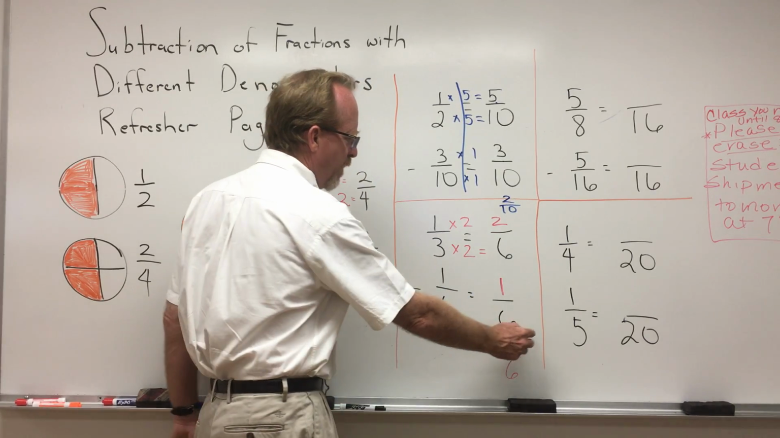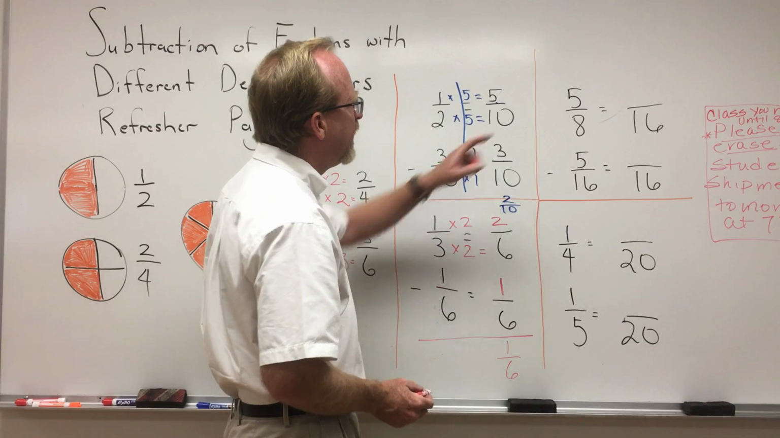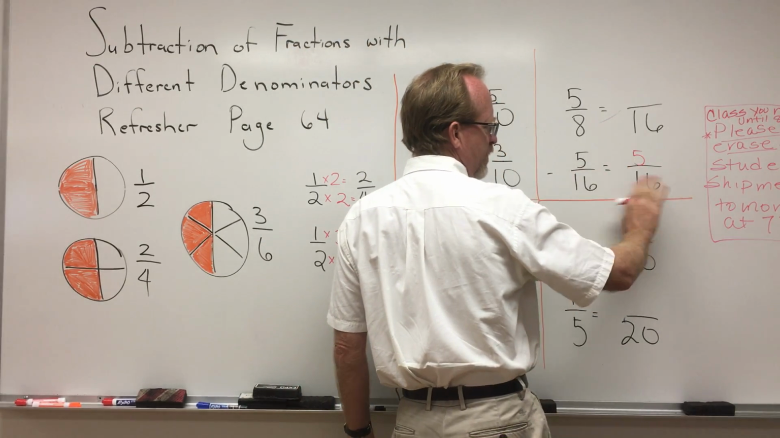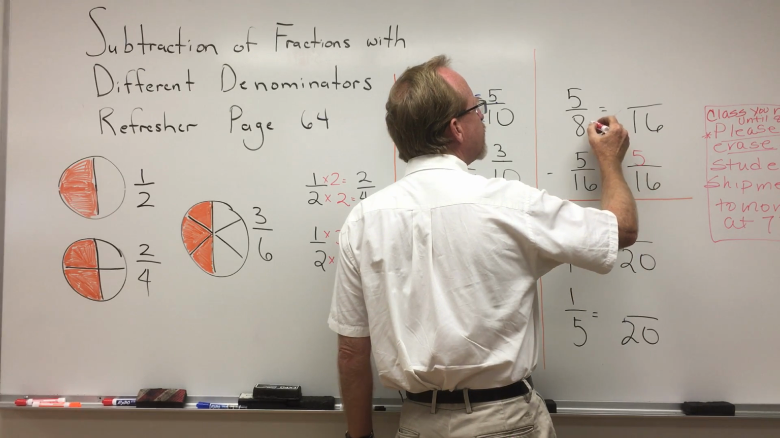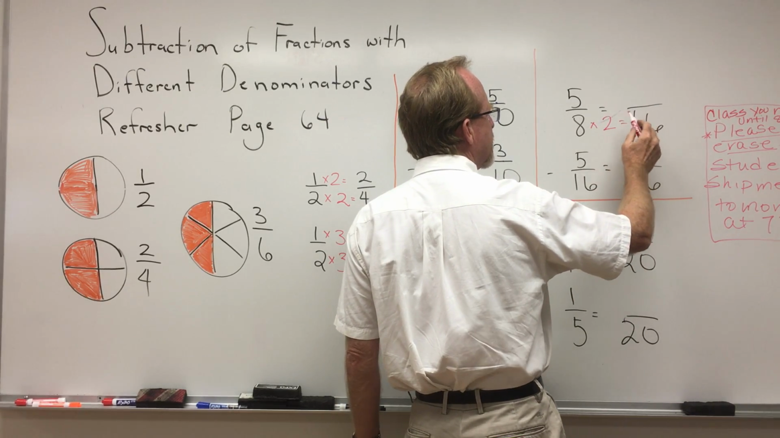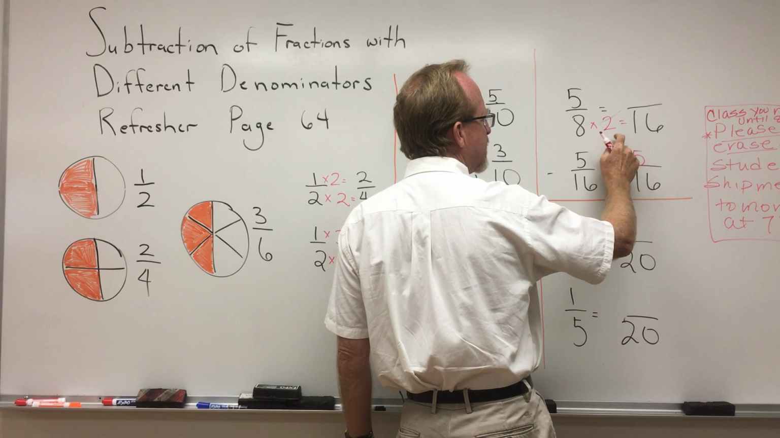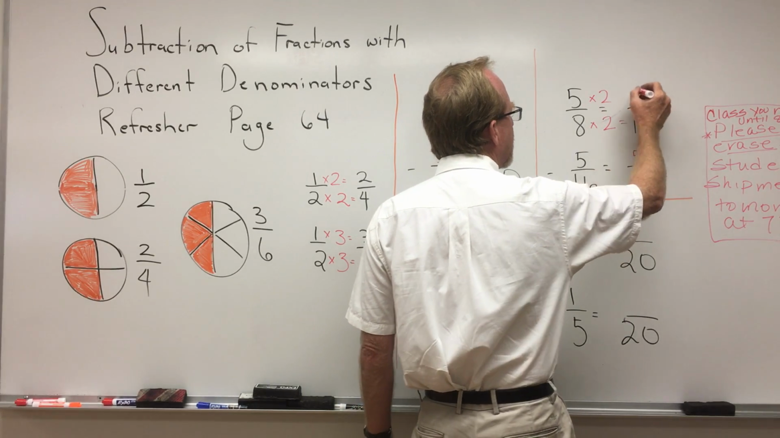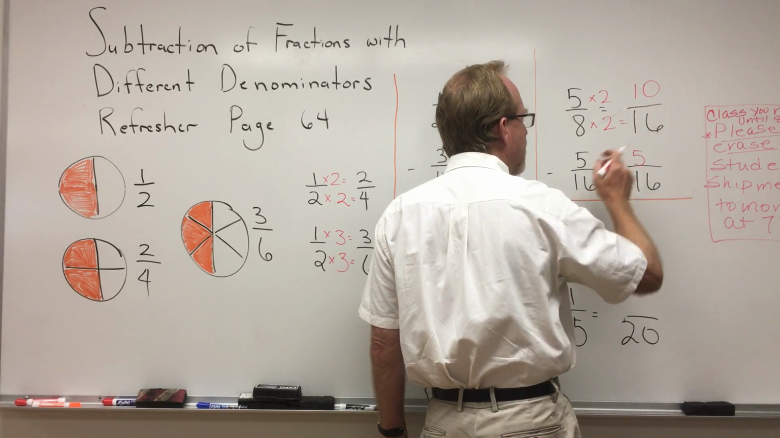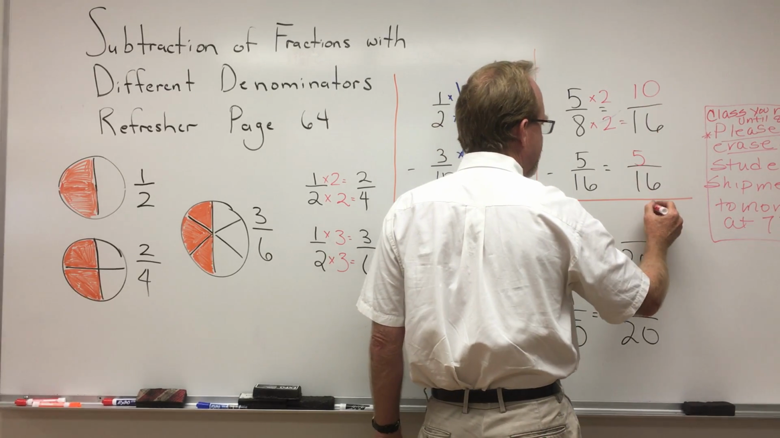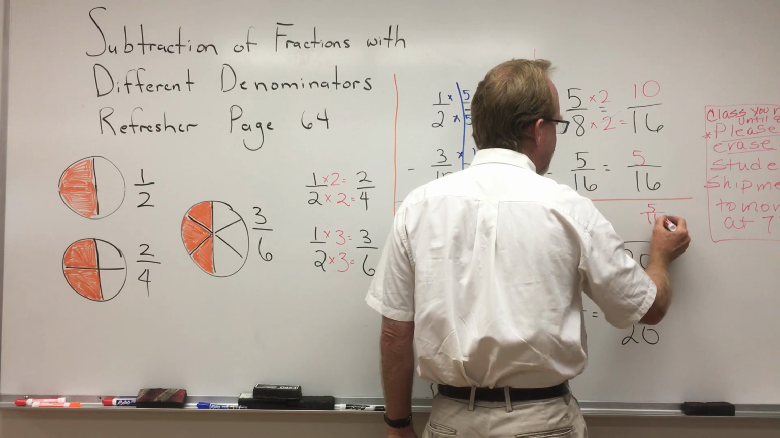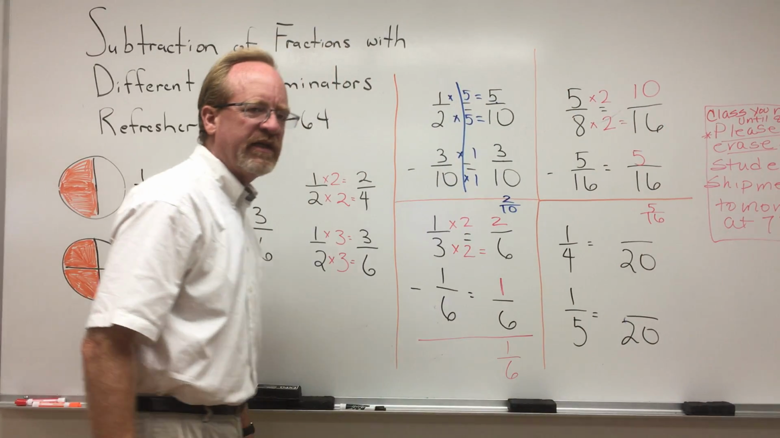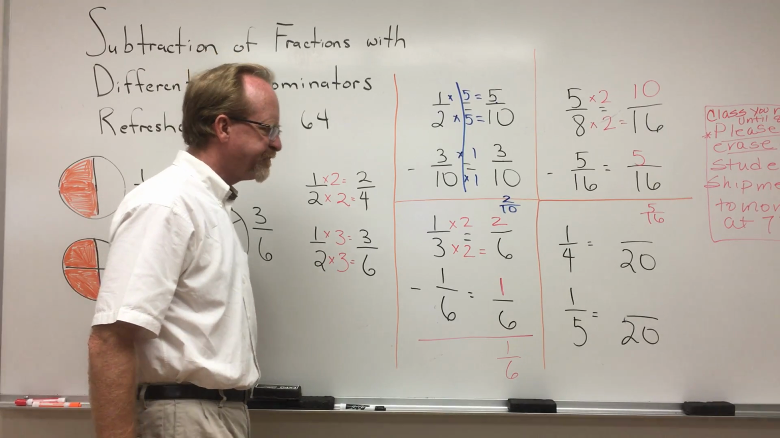2 take away 1, you're at 1/6. Here, this is just going to stay the same. We're going to leave that be. We're going to convert that 8 to a 16. And to do that, again, knowing your times tables, times 2. We do the same to the top, and that's going to give us 10. So 10 minus 5, 5. Final answer, 10/16 minus 5/16, that's 5/16.